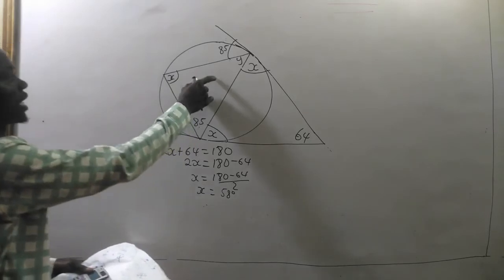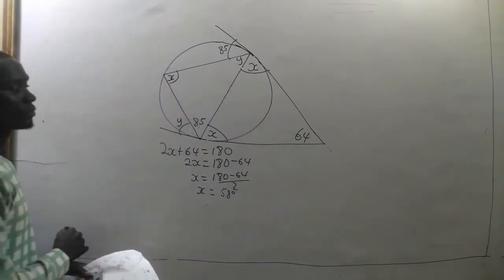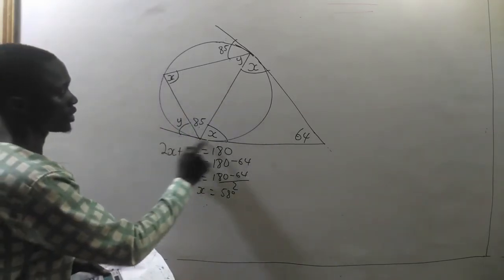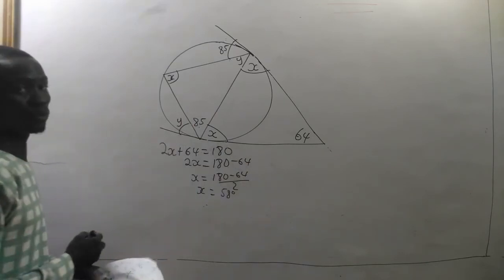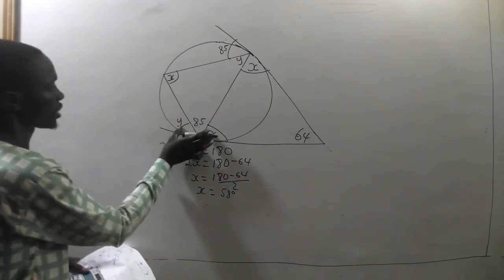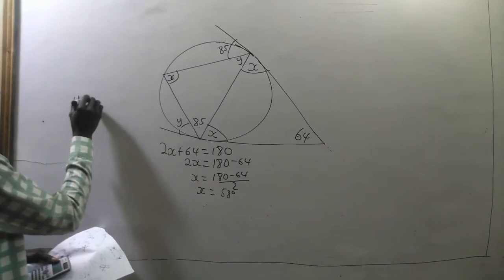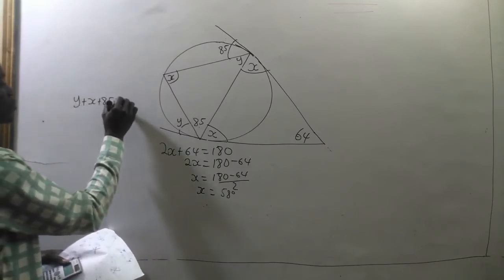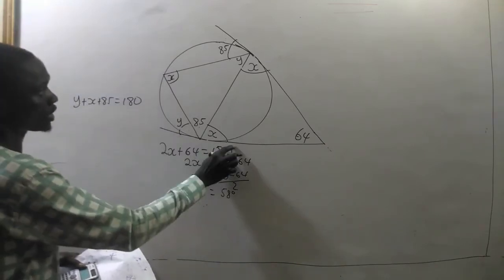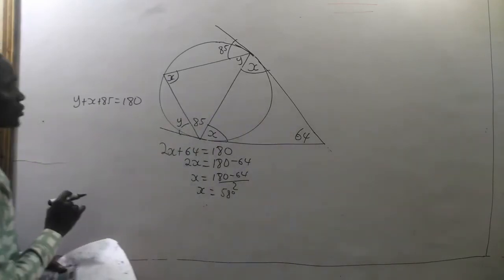And we take the angles in the triangle, or you can take the angle on this straight line. So which of them will you consider? Any of them. If you look at this one, you have y plus x plus 85 equal to 180. Angles on a straight line, or you can take the sum of angles in the triangle.